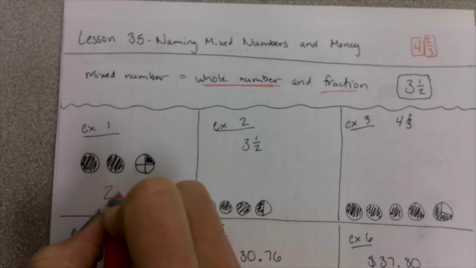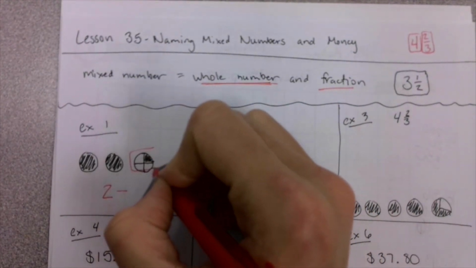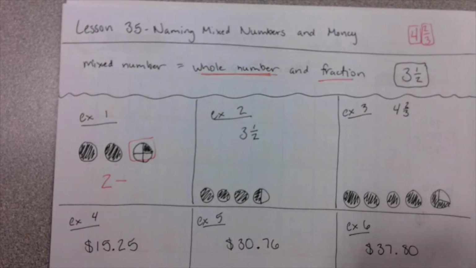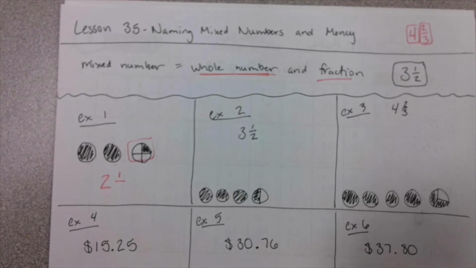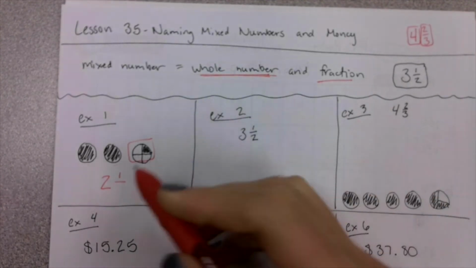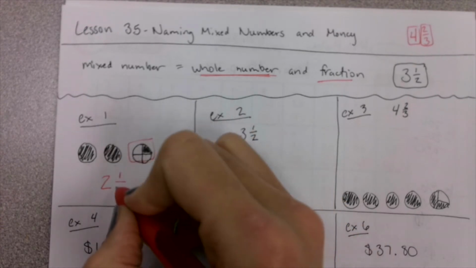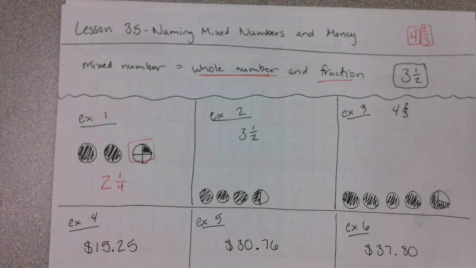Then what's our fraction? Draw a fraction bar next to it. Well, to find our fraction, we're just looking at this circle. How many pieces are shaded? That's our top number. How many are shaded? 1. And our bottom number is how many total pieces are in this shape. 1, 2, 3, 4. So this shows 2 and 1/4.